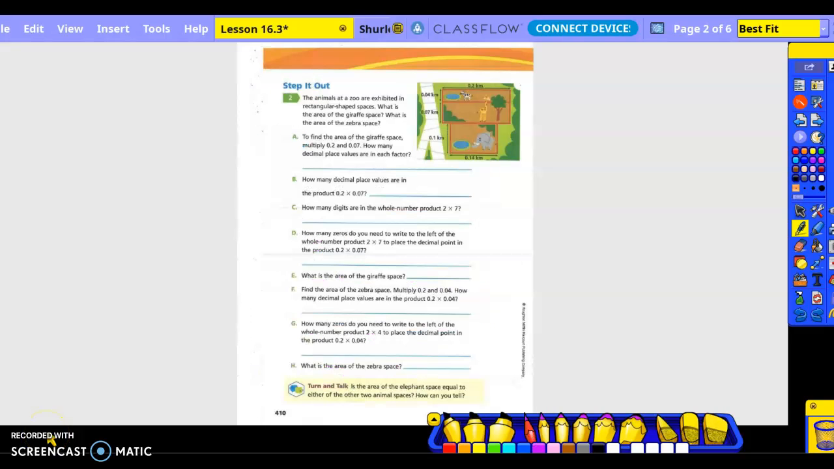Step it out. The animals at the zoo are exhibited in rectangular shaped spaces. What is the area of the giraffe space? What is the area of the zebra space? Find the area of the giraffe space. Multiply 2/10 times 700. How many decimal place values are in each factor? So 2/10 has how many decimal place values? 1. So 1 decimal place value.